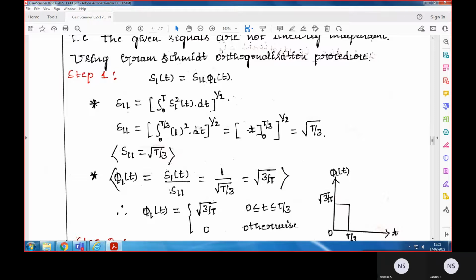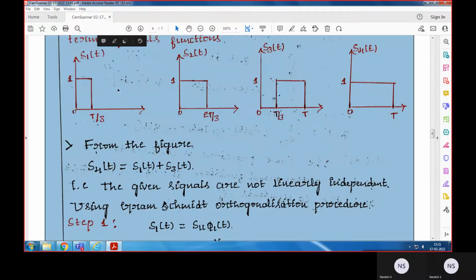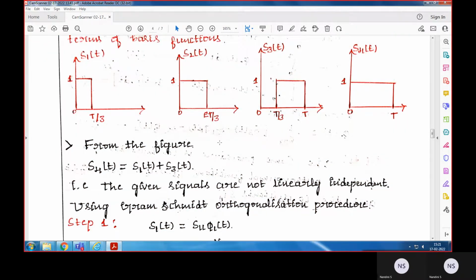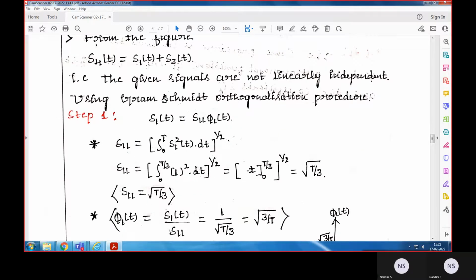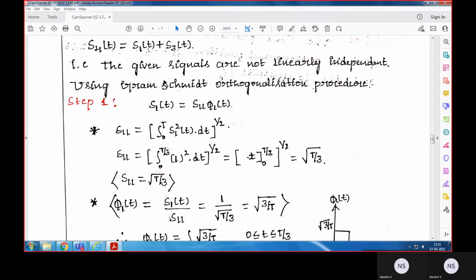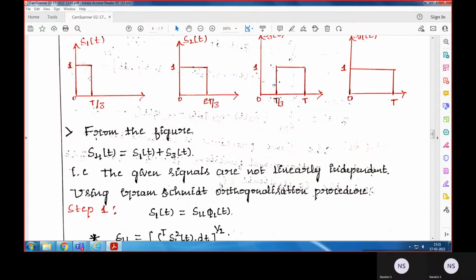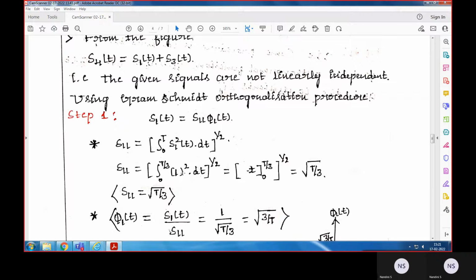The coefficient S11 can be calculated from the equation: integration from 0 to T of S1 square of t dt, whole power 1 by 2. You can refer to this formula from the Gram-Schmidt orthogonalization procedure for the first coefficient. And here, this signal extends from 0 to T by 3. In the formula the duration is 0 to T, so that's why I'm changing this to 0 to T by 3. And S1 of t, the value in this duration is 1, so that's why I have written 1 squared into dt, whole power 1 by 2.